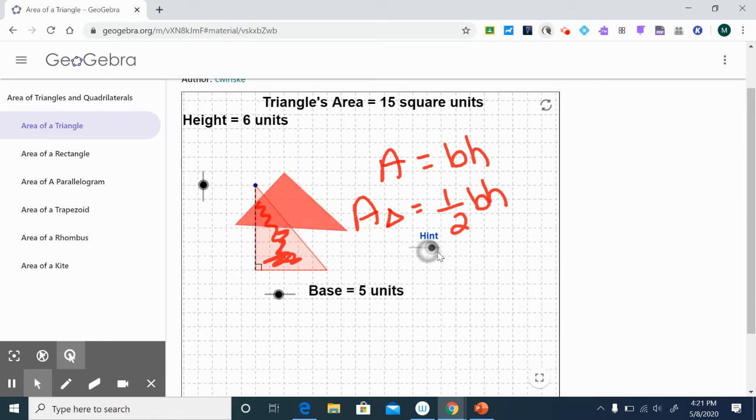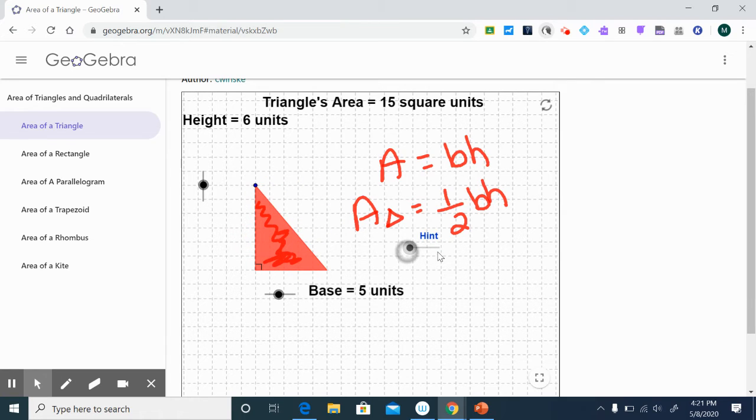And so if we scroll back our hint, there's our triangle. When we create two of them and put them together, we create a rectangle. So your triangle is just half of the area of a rectangle.